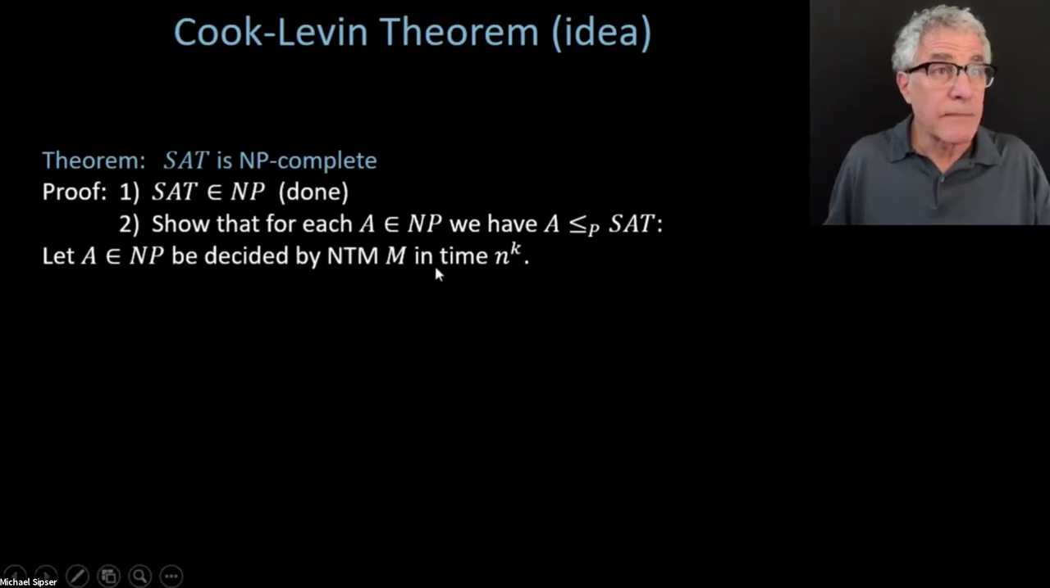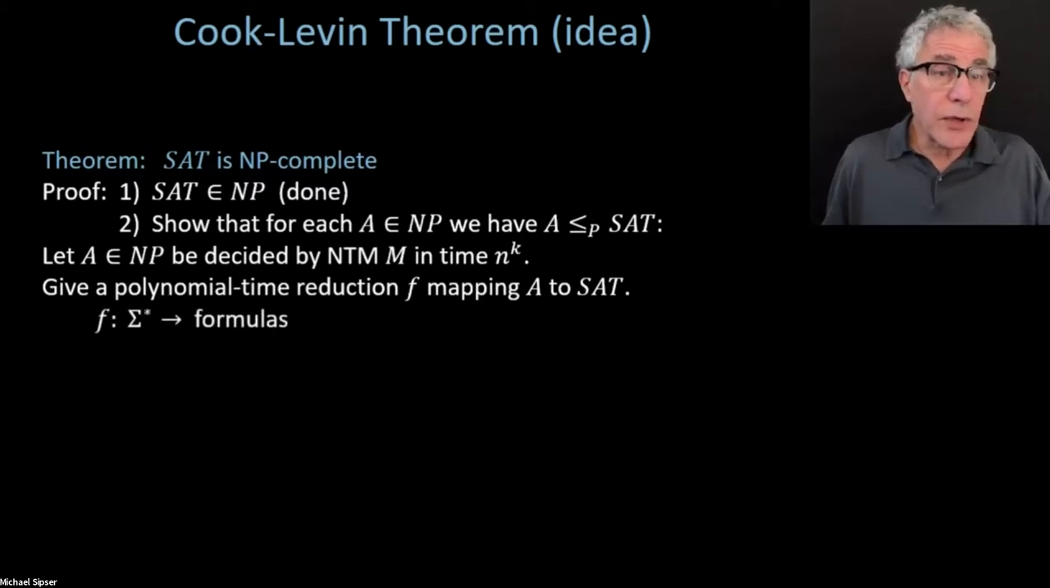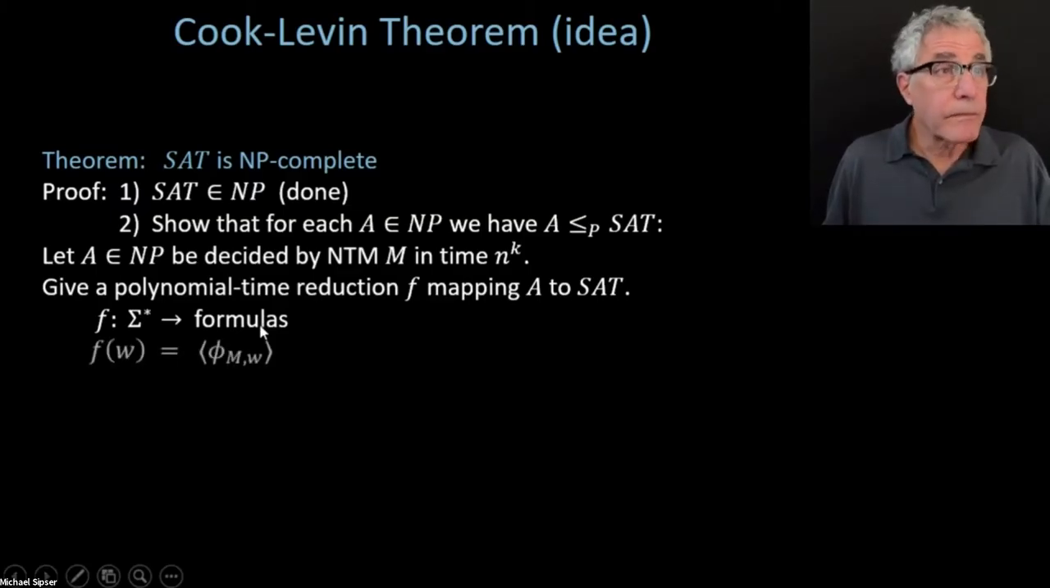So let's just say M runs in time n to the k and decides this language A. It's a non-deterministic machine. We've got to give a polynomial time reduction from A to SAT. That's what I have to demonstrate to you. So what does that reduction look like? It's going to map strings, which may or may not be in A, to formulas, which may or may not be satisfiable.